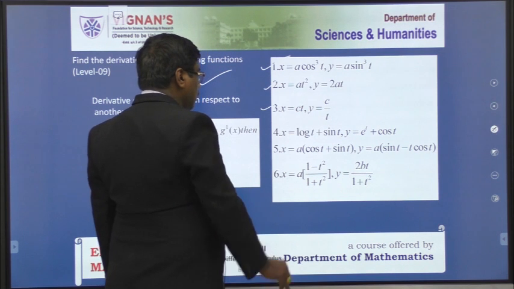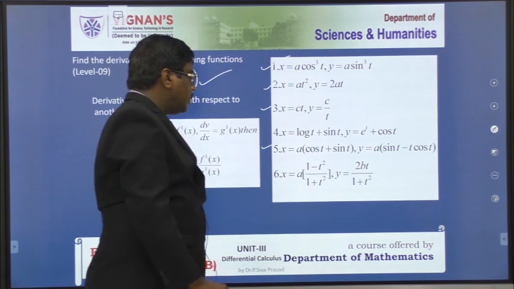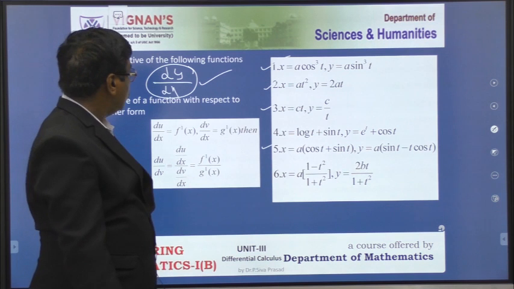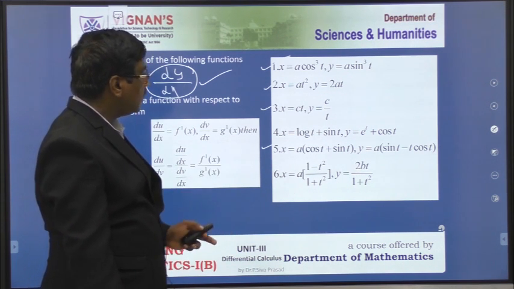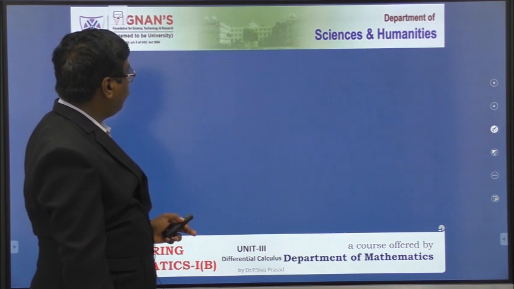The third one, so I will explain the fifth one. The remaining two problems you can solve, so that should be given to us as practice. Okay, please all of you note the fifth sum also.